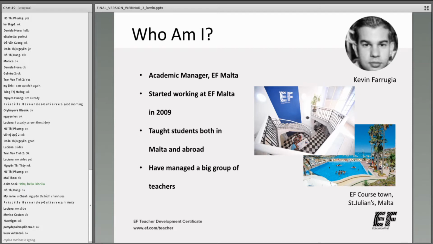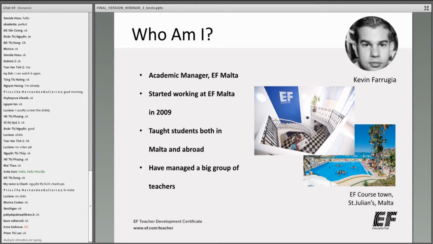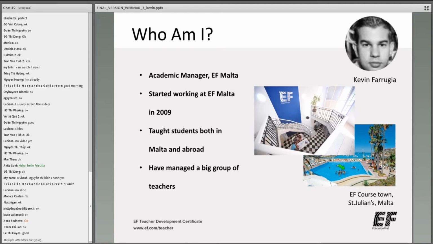So who am I? My name is Kevin. As I said before, I'm an academic manager here at EF Malta, and I started working at EF 10 years ago. I was a teacher, and I've taught both in Malta and abroad in a number of different countries. Till now, I would say I've taught thousands of students, and I've also managed a big group of teachers here in Malta.